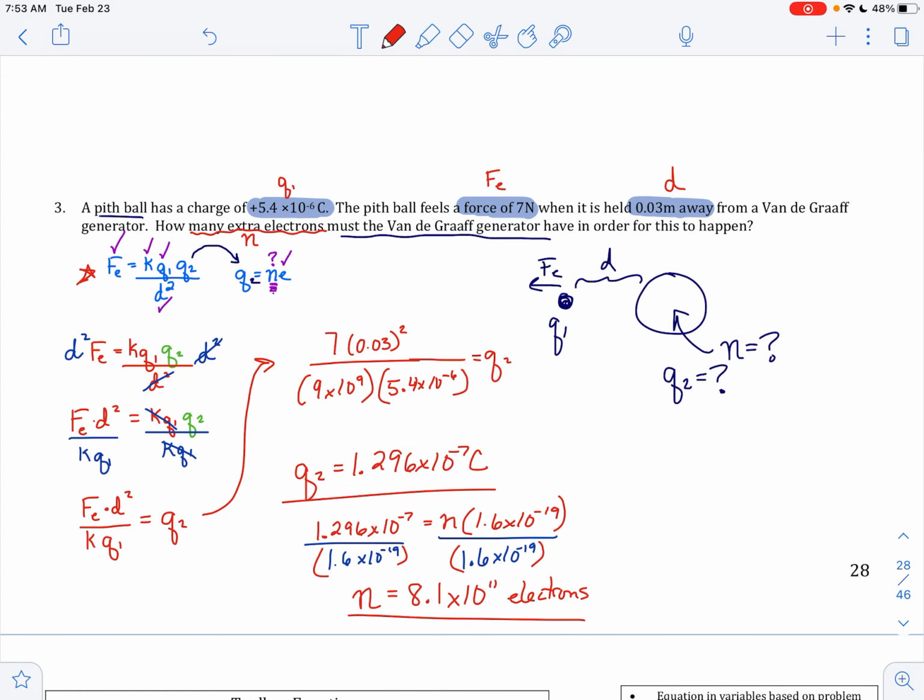So that is my answer. How many electrons must the Van de Graaff generator have? How many extra electrons? It must have this many extra electrons. All right, and that's how you do it.